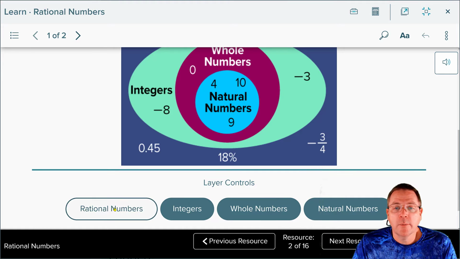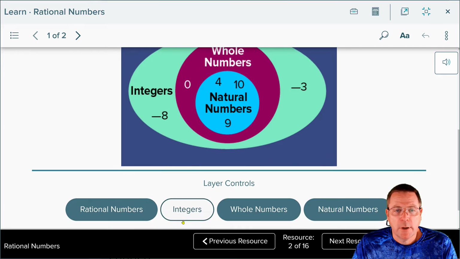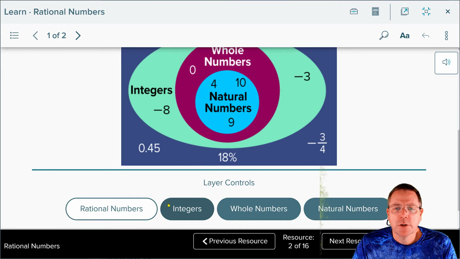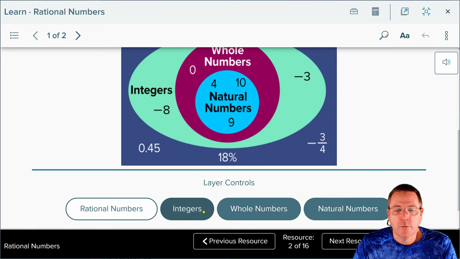So if we were to click on something here, you get some representation of rational numbers. So your natural numbers, 4, 10, and 9, the whole number adds zeros, and your integers adds the negatives to it. If we were to take and, what are we changing here? I have no idea why they're doing that. Oh, and then out here, you've also got other rational numbers, such as the fractions that you see going on here. So those are other rational numbers.